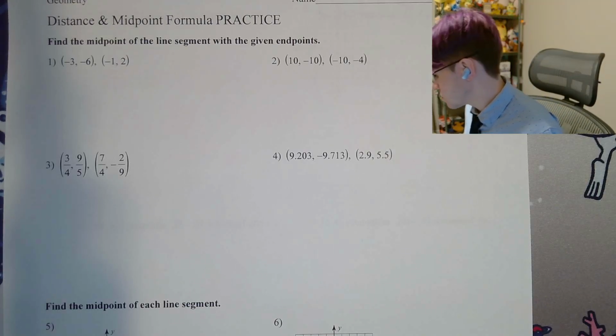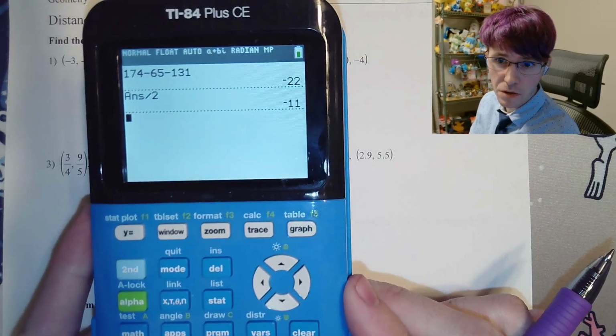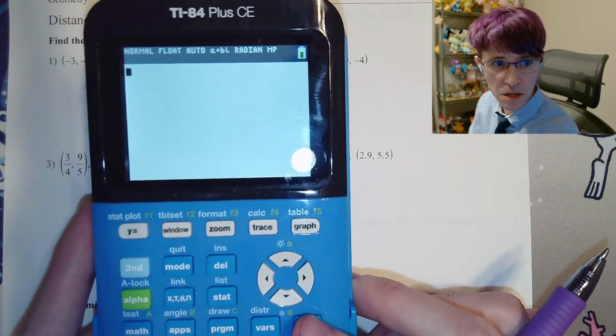What's up, guys? Distance and midpoint formula practice. So for this one, you're really going to want to have a calculator in front of you. We're going to be doing a lot of stuff in this calculator. We're going to be learning some stuff about this calculator.